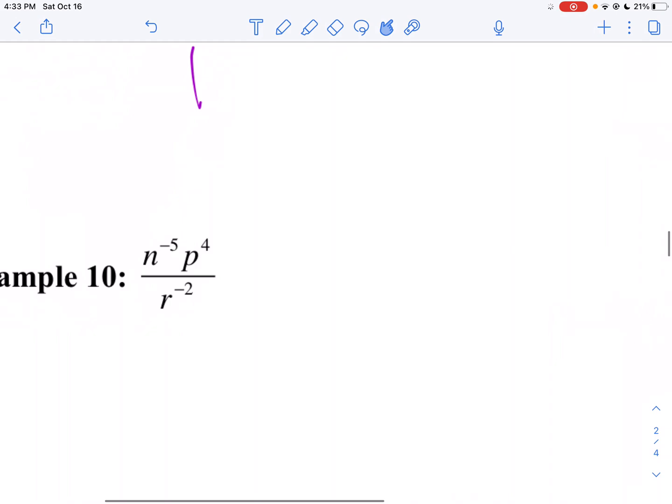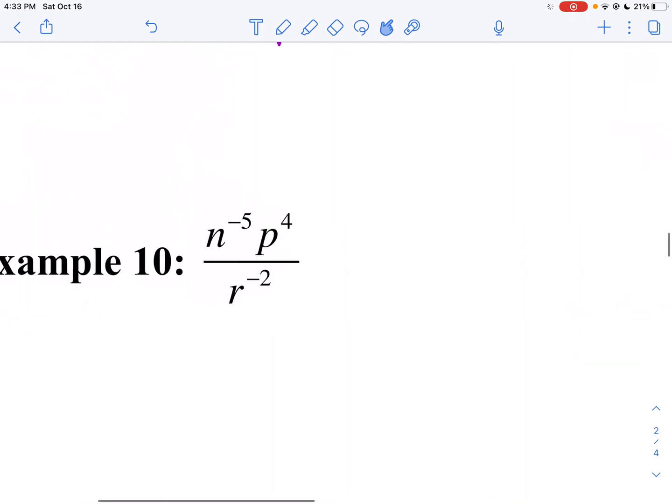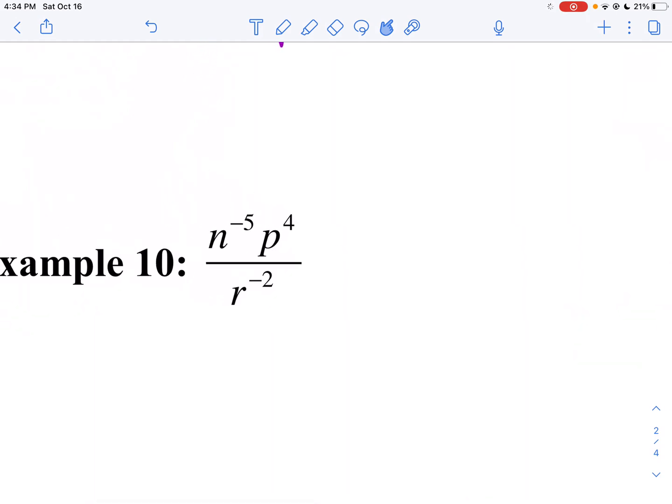Let's take a look at example 10. Now here's what I'm going to do. Notice I don't have any variables that are the same, so there's nothing to simplify. Anytime my exponent is negative, I'm going to flip it. So n to the 5th, to make it n to the positive 5, I put it in the denominator. P to the 4th, I'm going to leave that in the numerator because it doesn't have a negative exponent. I'm going to flip r to the negative 2. That'll be r squared. And there's our answer. That's all you got to do. So if your exponent is negative, you flip it.